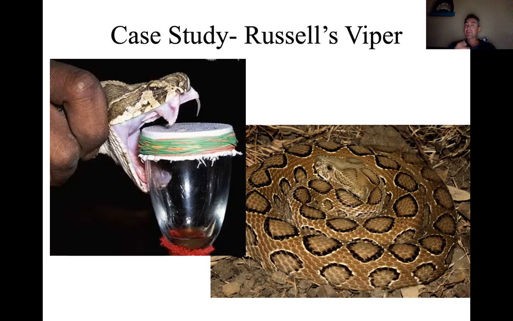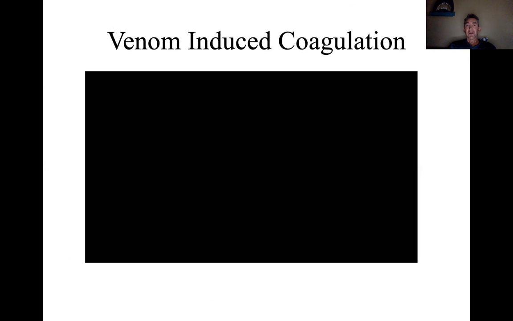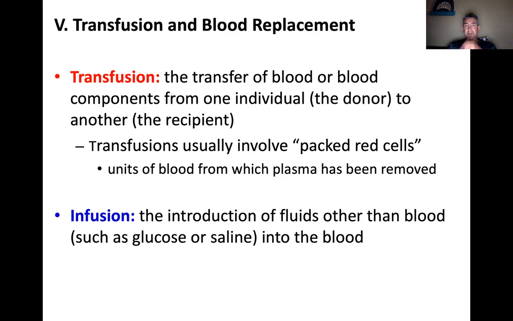Russell's viper is the opposite. Russell's viper is very notorious for triggering a massive amount of blood clotting. And the blood clots lead to thrombi, emboli, and again, it's a mess of clotting. So I'll upload the video, check it out, see what you think about that. So yeah, that's the video there.